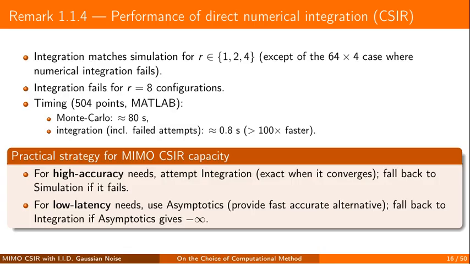This leads to a practical strategy for CSIR. When high accuracy matters, attempt integration first, which is exact when it converges, and fall back to simulation if it fails. When low latency matters, start with the asymptotic formula, which is fast and accurate, and fall back to integration only if the asymptotic formula breaks down.